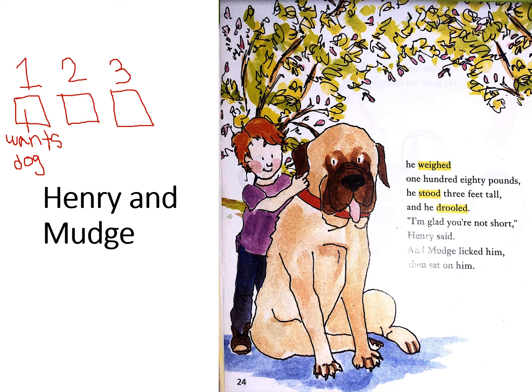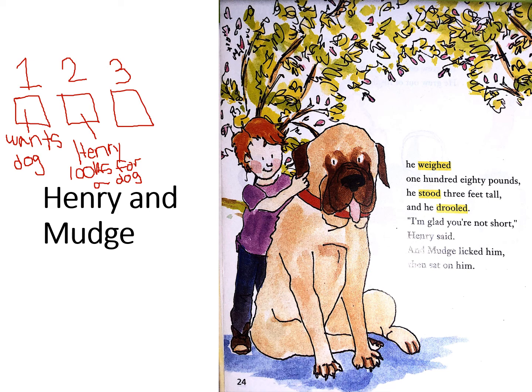So in this scene, the second thing that happens is that Henry looks for a dog. So the first scene, Henry wants a dog. The second scene, Henry looks for a dog. His parents already gave him permission. So he's looking for the perfect dog, and that's when he finds Mudge.